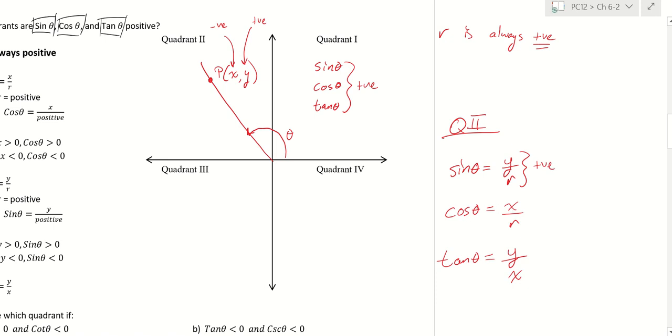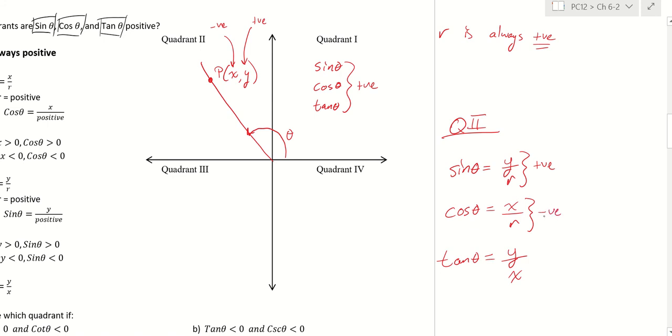What about the cosine ratio? Well, the cosine of this angle, we have a negative x-coordinate, and that's divided by a positive r value. So what can we say? We can say that the cosine ratio is just a negative divided by a positive, and a quotient of a negative and a positive is always going to result in a negative.